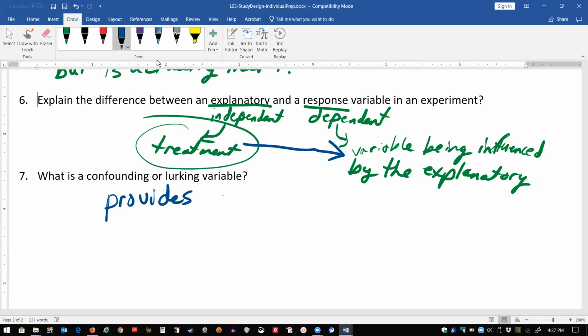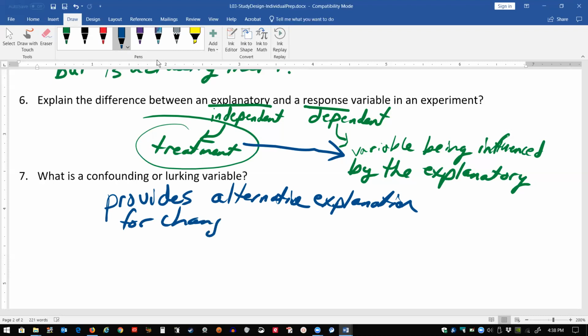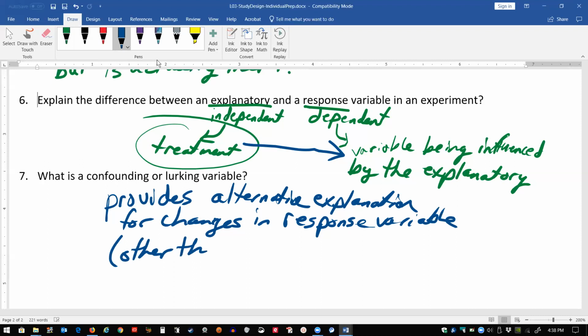A lurking variable provides an alternative explanation for your changes in the response variable. This is other than the treatment that you were hoping were causing those changes. All right, so what's an example?